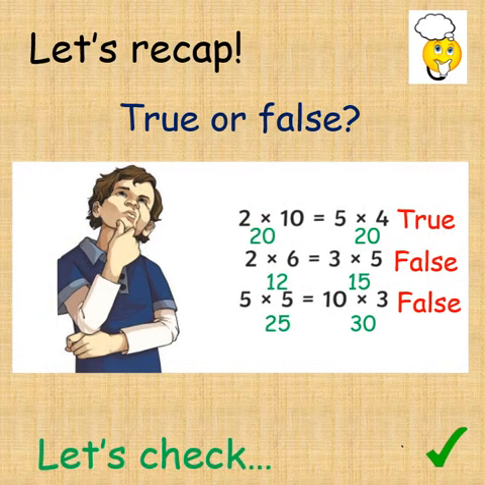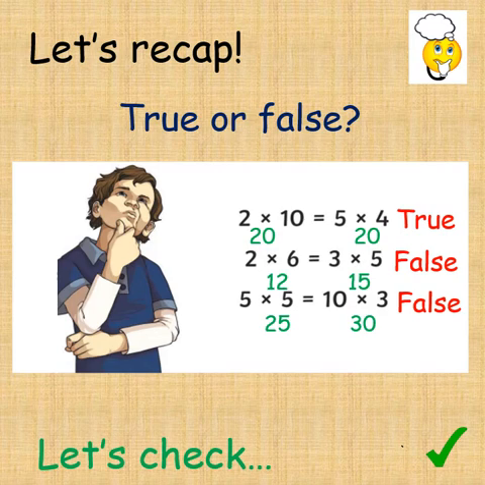Okay, let's check. You can see in green I have written the answers to each individual calculation. So you can see 2 multiplied by 10 is 20, and 5 multiplied by 4 is also 20. And I know that 20 and 20 is the same, it's equal, so that question must be true.